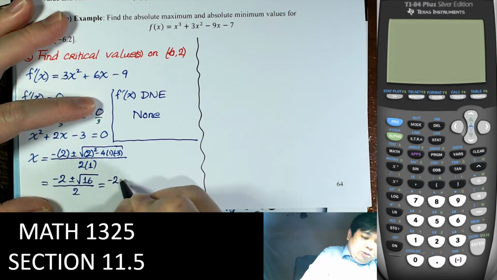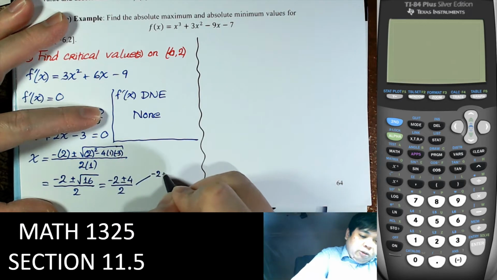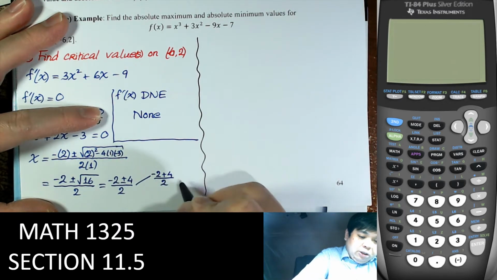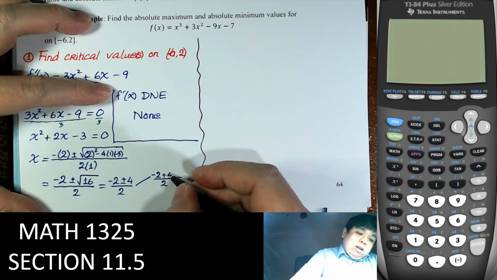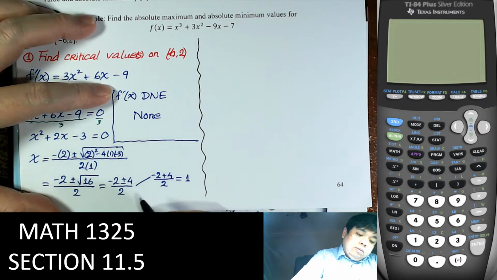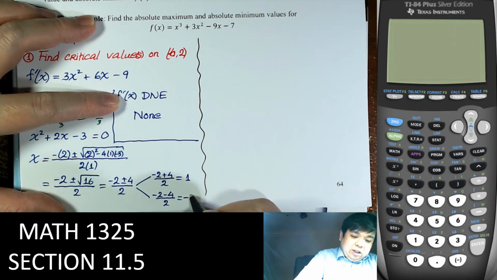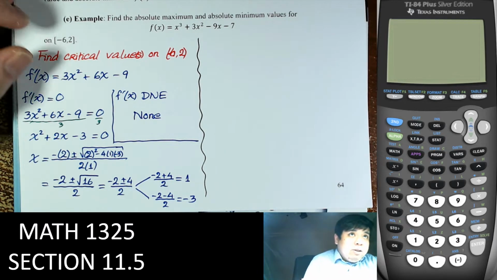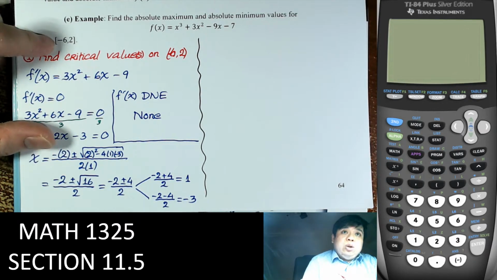So -2 plus or minus 4 over 2. Minus 2 plus 4 over 2: 4 minus 2 is 2, over 2 is 1. Minus 2 minus 4 over 2, that's -3. So we have 1 and -3. Well, 1 and -3 belong to the interval here.